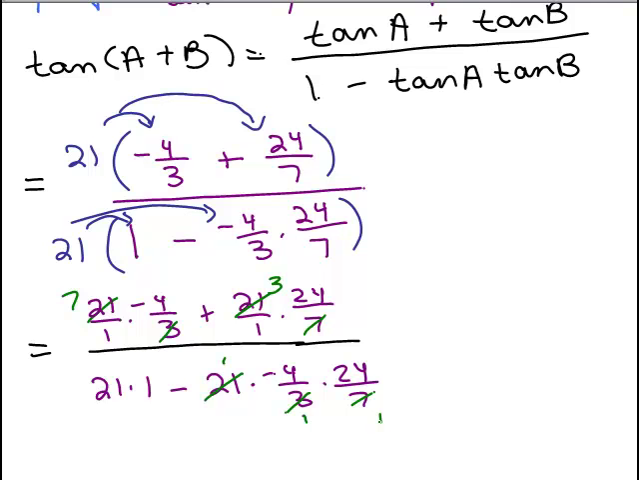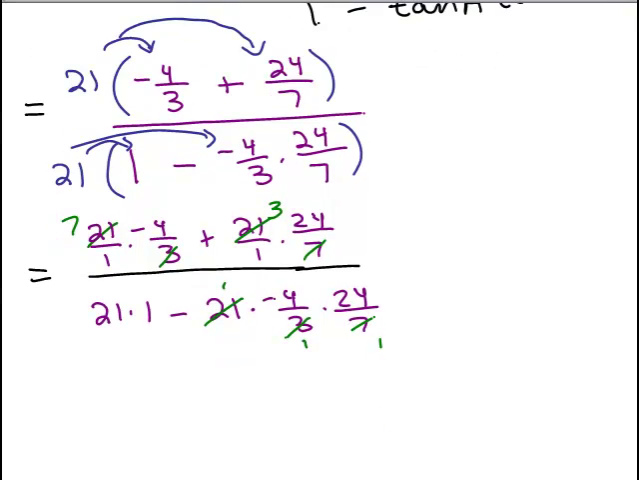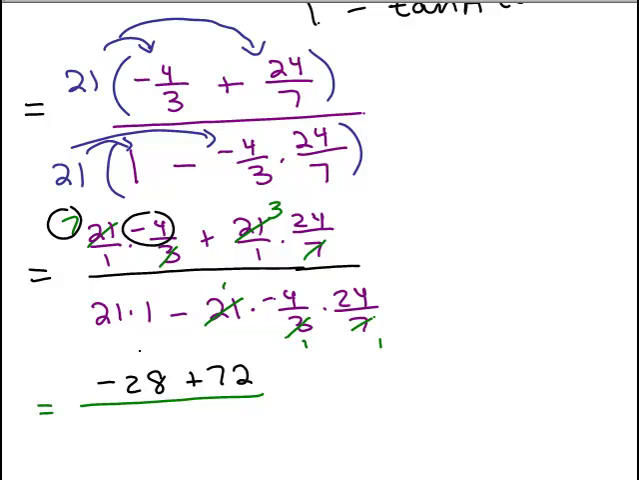So what do we have? For our numerator, we've got 7 times negative 4, that's negative 28, plus 3 times 24, that's 72. Denominator, right? So you can see where this is coming from. It gets kind of messy, that's why you've got to be really careful. 21 times 1 is just 21.